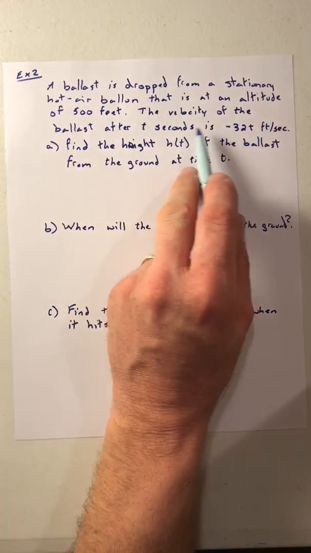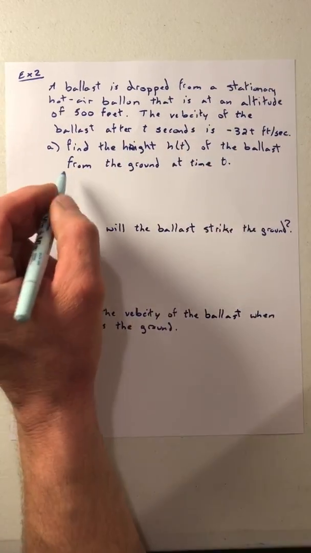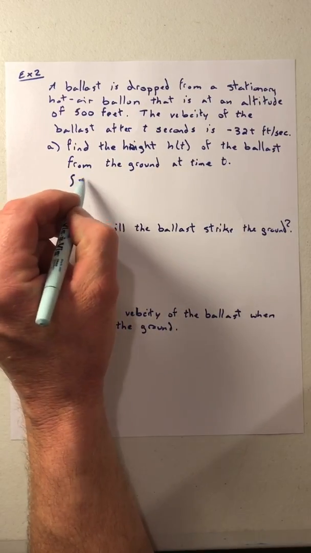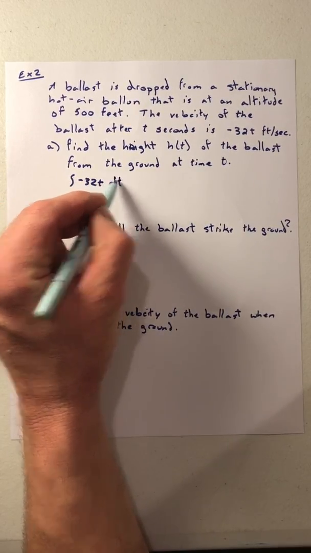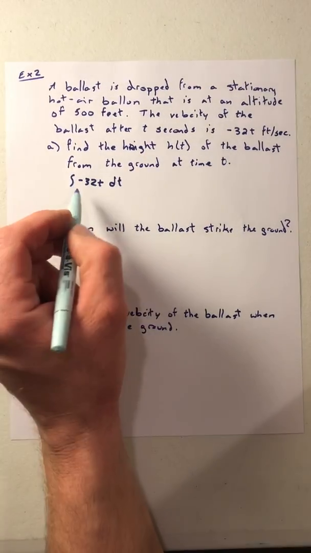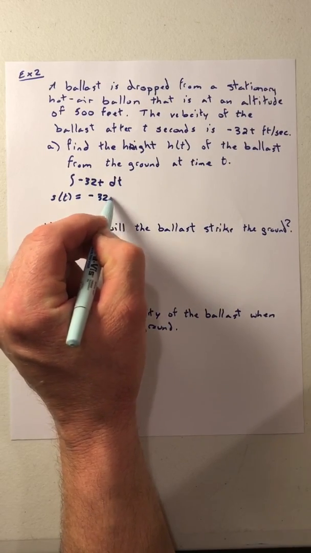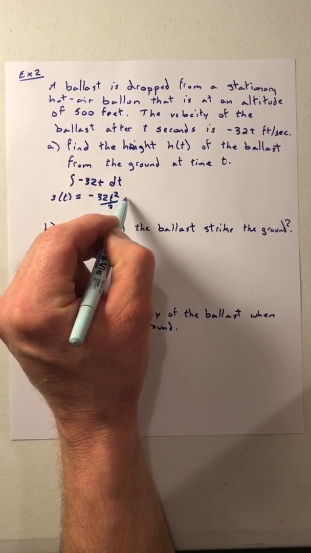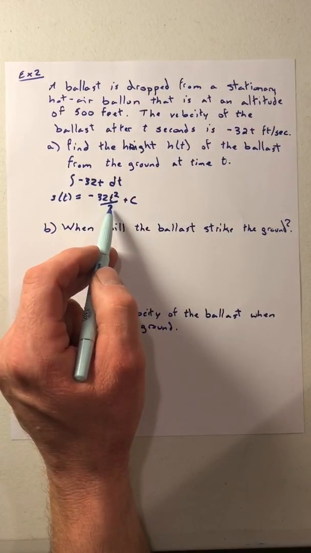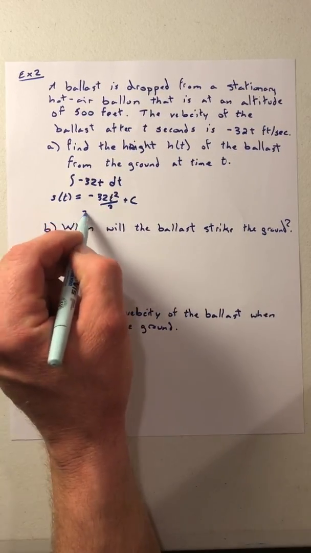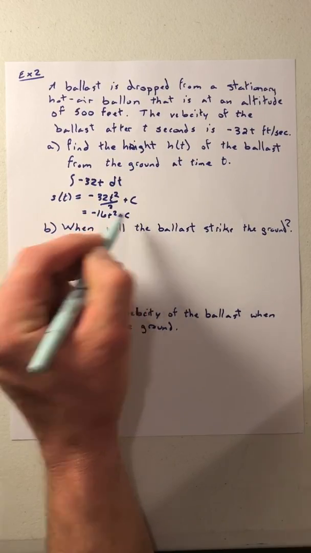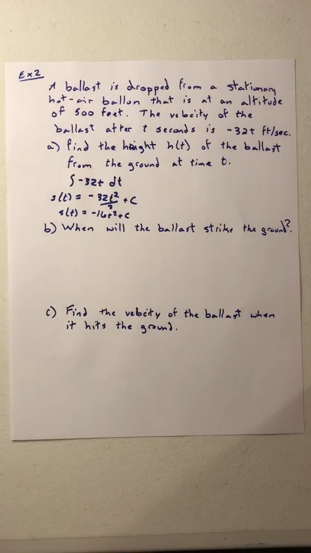And we can, because again, we're given the velocity. If I give the velocity, I can find the position by doing an integration. So I integrate negative 32t dt. Integrating this gives us s of t equals negative 32t squared divided by 2 plus c. And negative 32 divided by 2 gives me negative 16t squared plus c. That should look familiar to us from our problems that we did back before with the hammer falling off of a building.